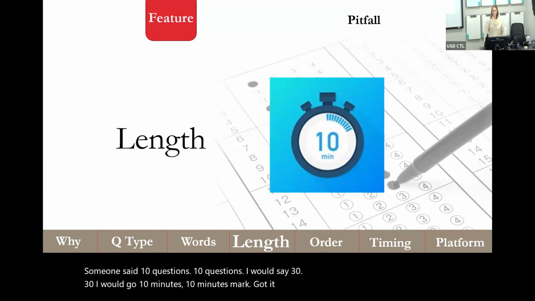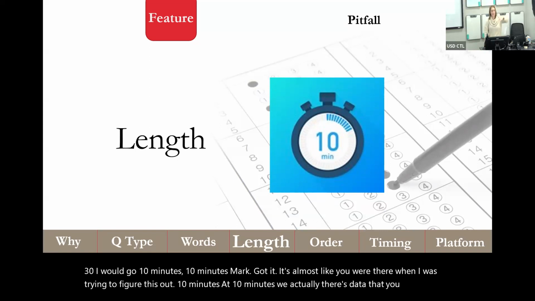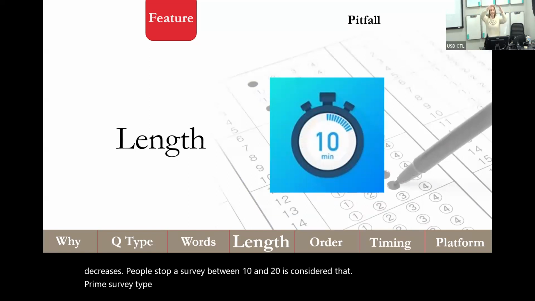It's almost like you were there when I was trying to figure this out. 10 minutes. At 10 minutes, there's data that shows it just decreases. People stop a survey. Between 10 and 20 is considered that prime survey type. But even then, you start seeing people get really sick of surveys by that point. Then we also look at the number of questions.